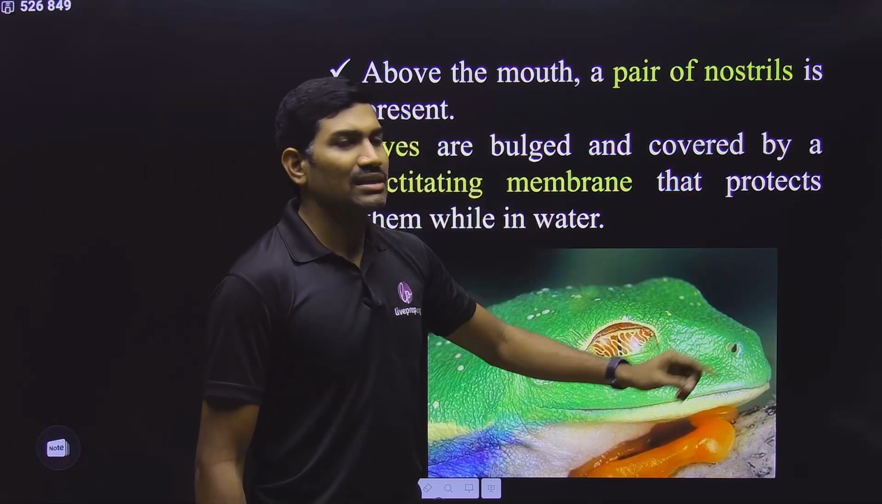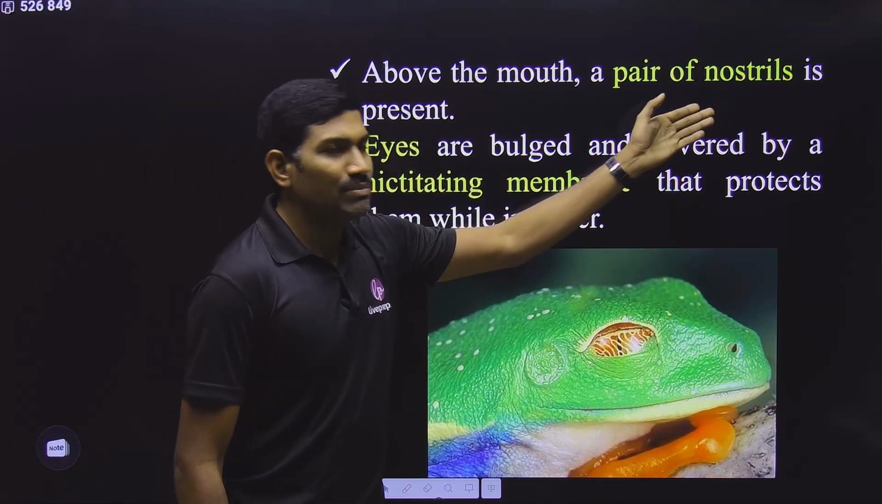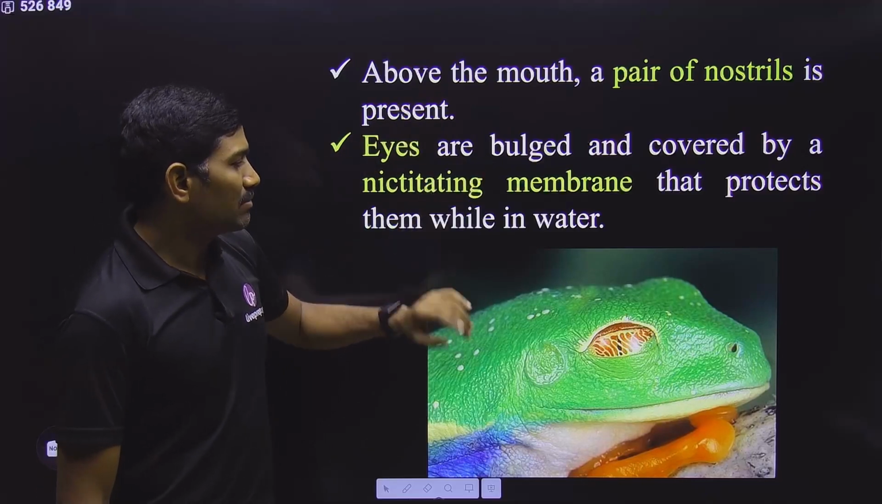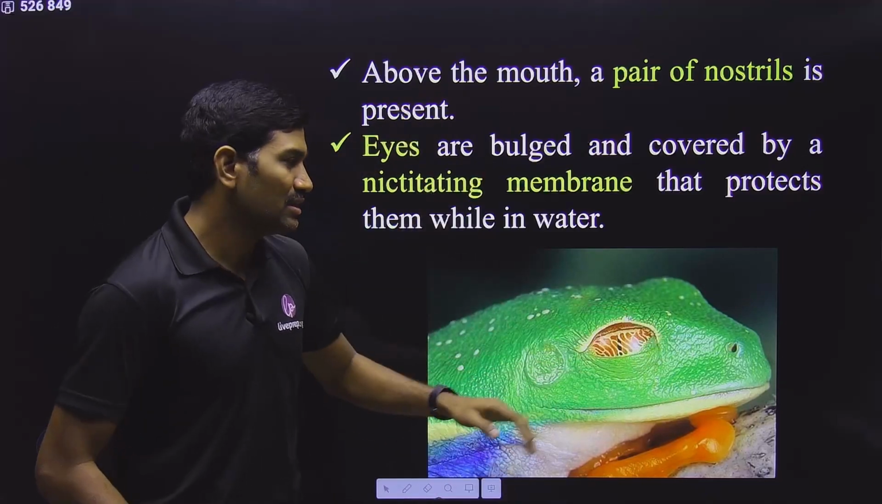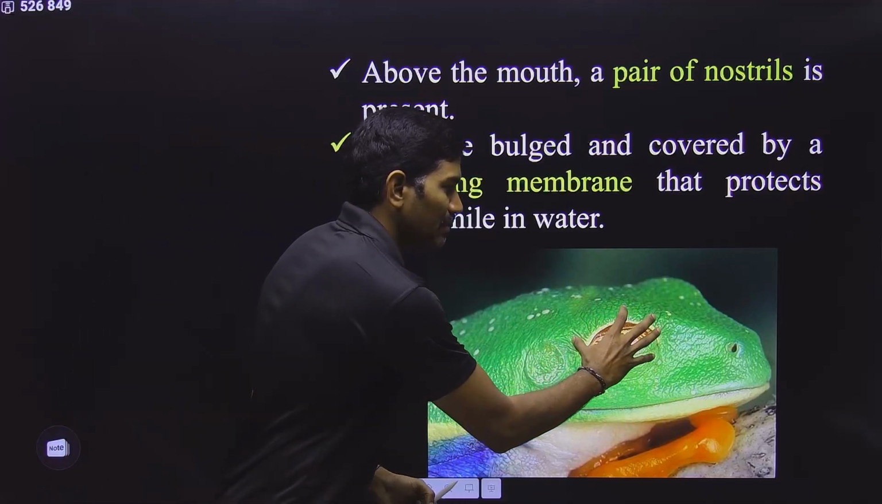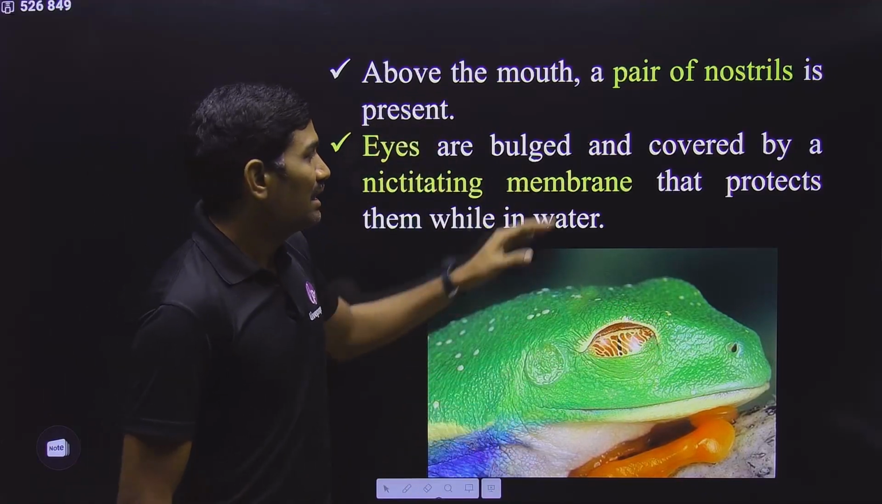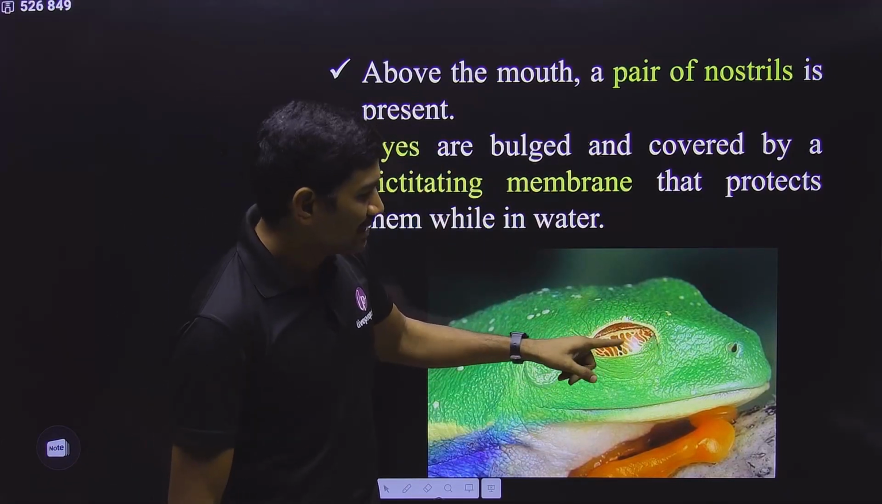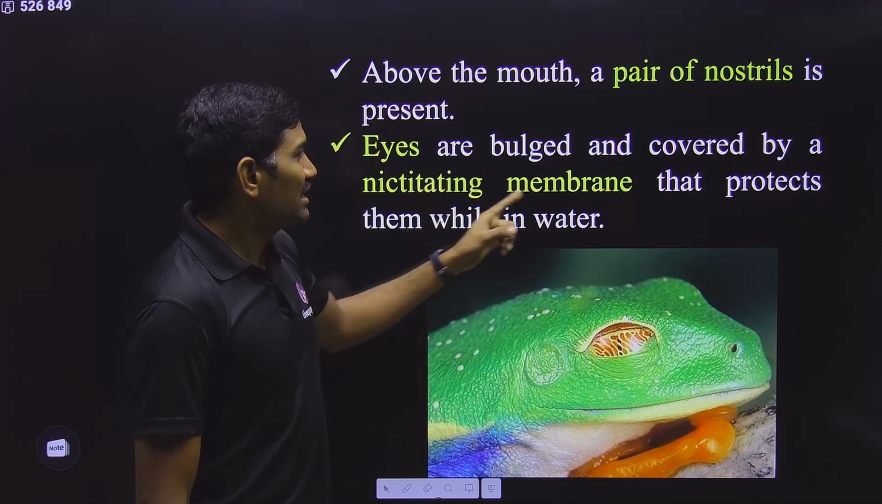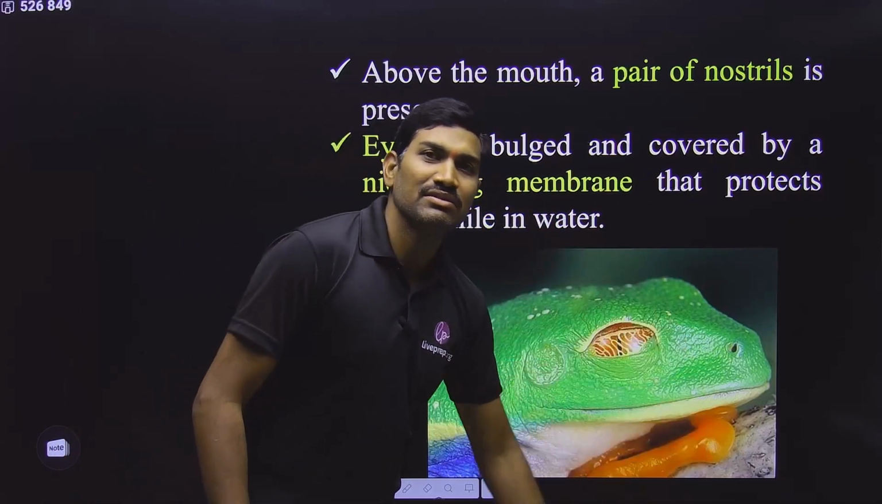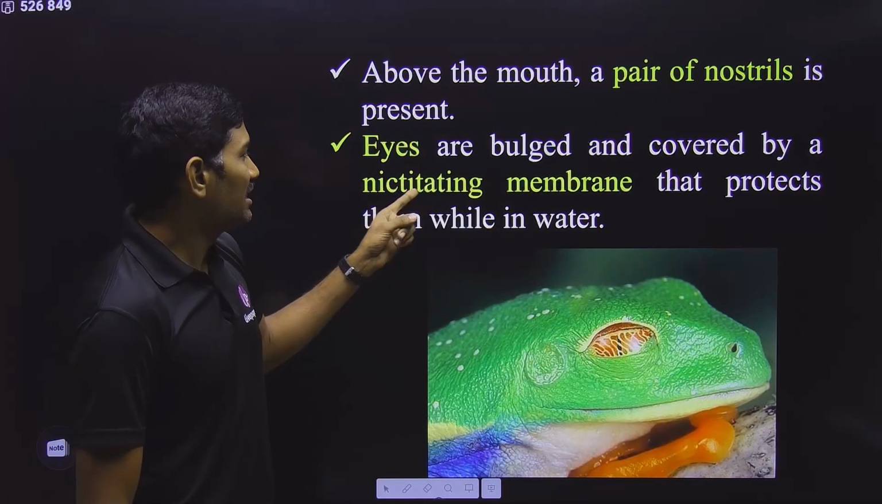Next one. Above the mouth, there are nostrils. With the help of the nostrils, it takes in the air. Next one, eyes are bulged. If you observe, these eyes are a little bit protruded, so that's why they use the term bulged, and they are covered with a nictitating membrane here. This nictitating membrane protects these eyes when the animal is within the water. So this is the nictitating membrane.